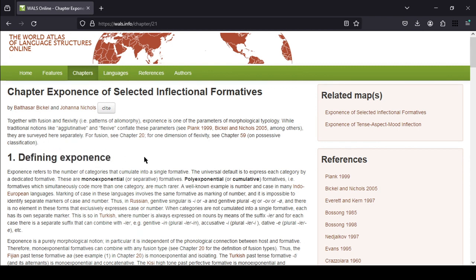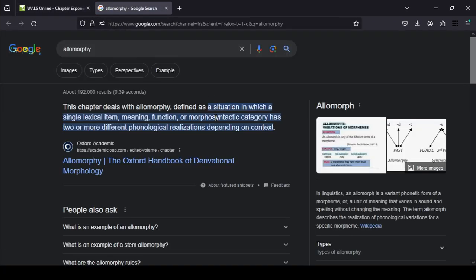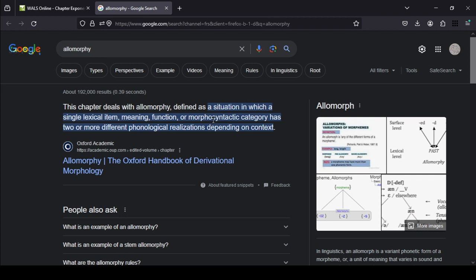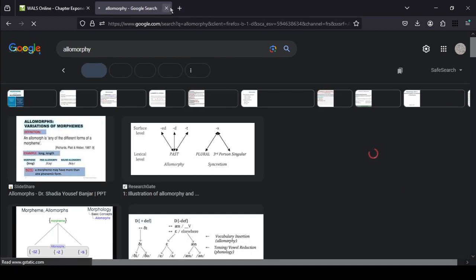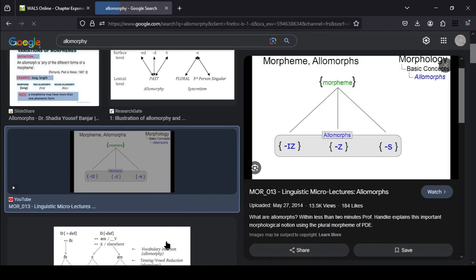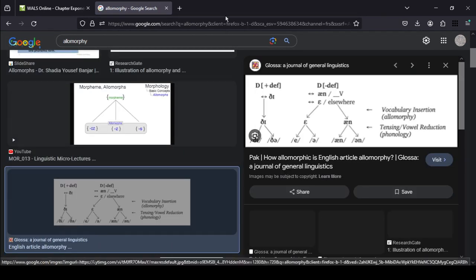So, together with fusion and flexivity, i.e. patterns of allomorphy. What does allomorphy mean again? Sorry, I might be a little stupid this episode. Oh, okay. Yeah. So it's when one thing has many forms that it can appear as, even though they're the same thing in terms of meaning, but they're different in terms of how they look, but they're all derived from the same place.